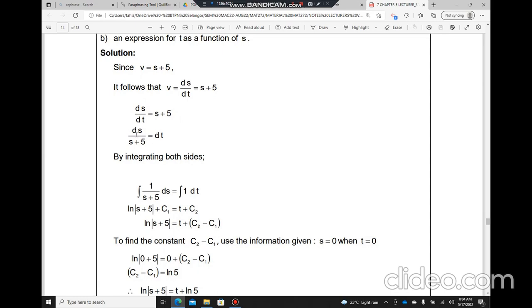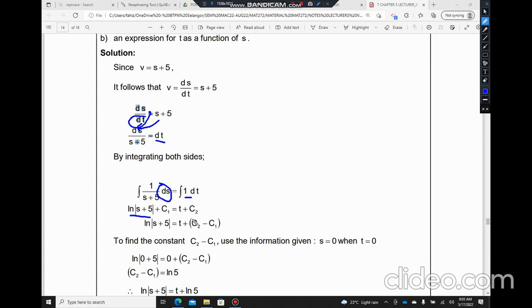So konsep dia sama, kita asingkan. Kat sini ada S plus 5, so bawa ke sebelah kiri. And then dt bawa ke sebelah kanan. Dia tak ada problem kalau just dt. Sebab nanti bila awak integrate, kita assume dia sebagai 1 dt. So 1 over S plus 5 ds equals integration of 1 dt. So 1 over S plus 5 dia akan dapat ln bila awak integrate. Kalau tak ingat nanti check balik formula of integration dalam Calculus 2 MAT273.